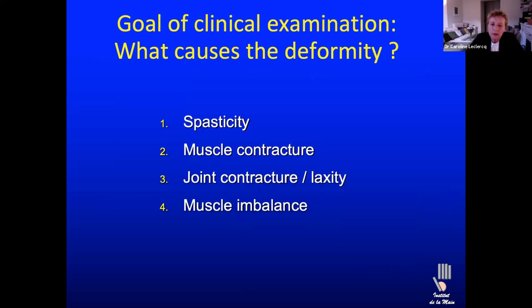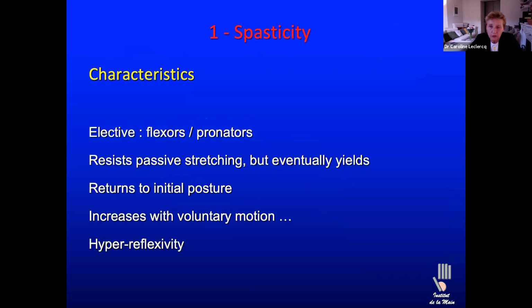So what we are going to try and find out during our clinical examination is what is the cause of the deformity. And then once we have identified each of those causes, we will be able to treat them. So obviously spasticity is the main, or at least the first deforming factor. We all know its main characteristics.